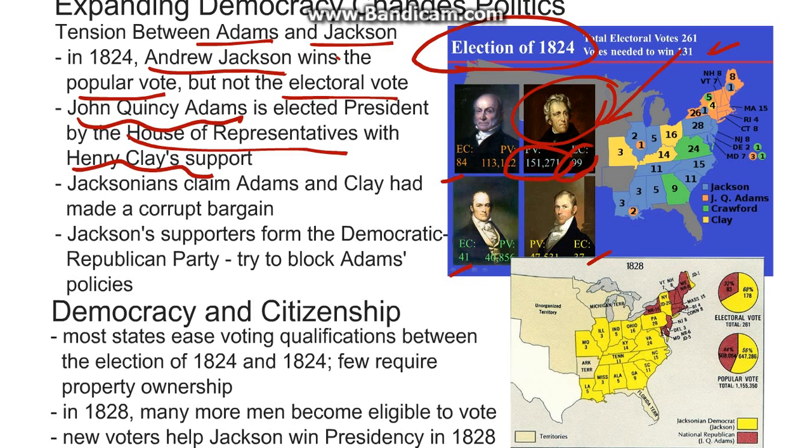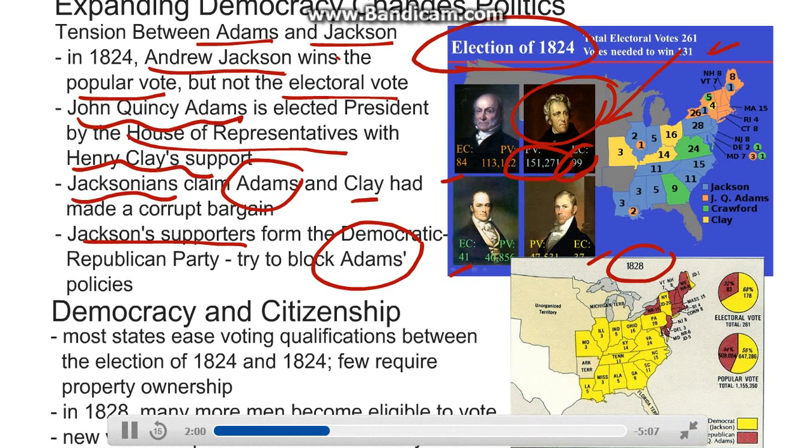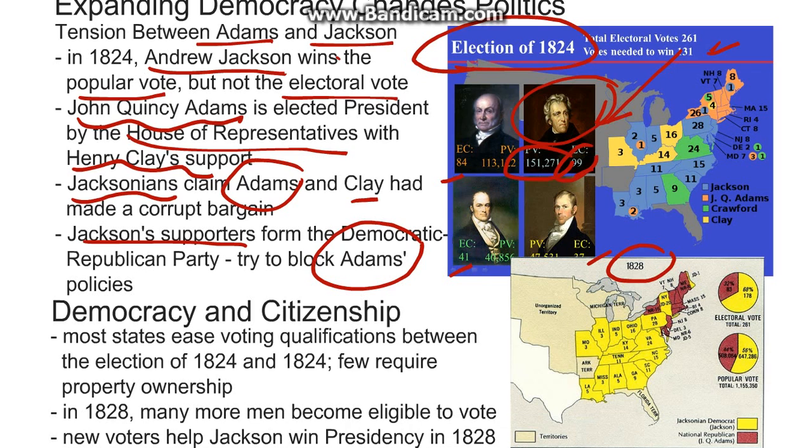He had the popular vote with 151,271. 99 was the electoral votes. People who support Andrew Jackson claim that John Quincy Adams and Henry Clay had made a corrupt bargain and that John Quincy Adams had stolen the election. Jackson's supporters form the Democratic-Republican Party. They try to block Adams's policies, and Andrew Jackson starts campaigning for the election of 1828 as soon as the election of 1824 is over.